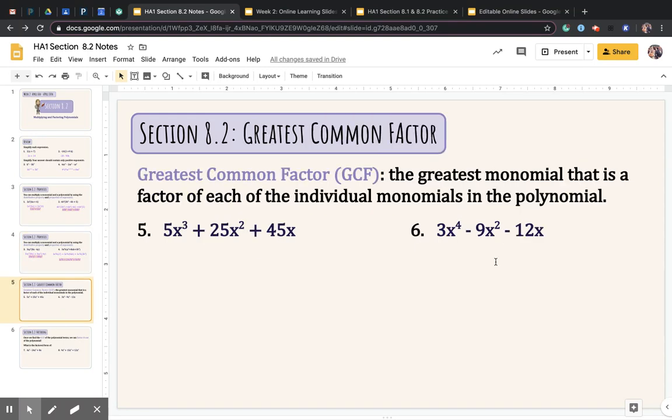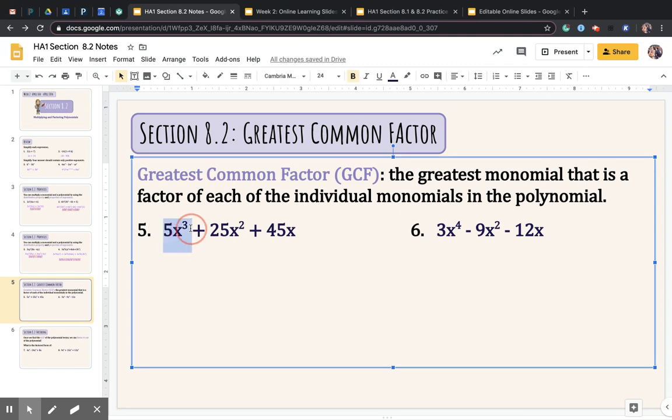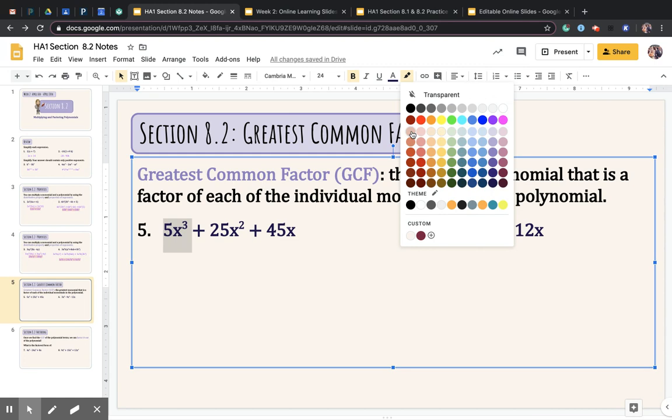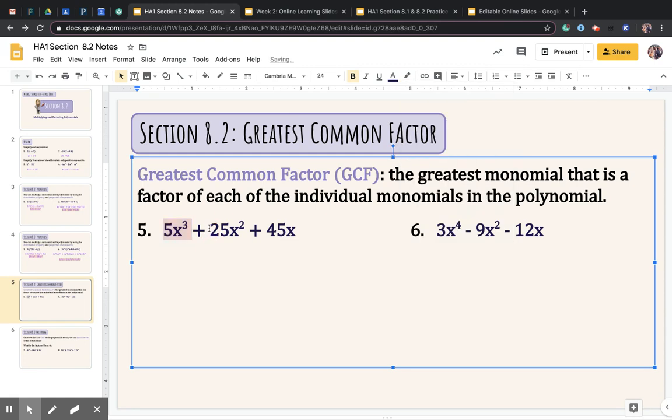Okay. The second thing I want to look at with you guys is called the greatest common factor. So the greatest common factor in our case, because we're dealing with polynomials, is going to be the greatest monomial that is a factor of each of the individual monomials in the polynomial. So if you notice, for this one, I have 5x cubed. That is one monomial. I have 25x squared, which is another monomial, and then 45x.